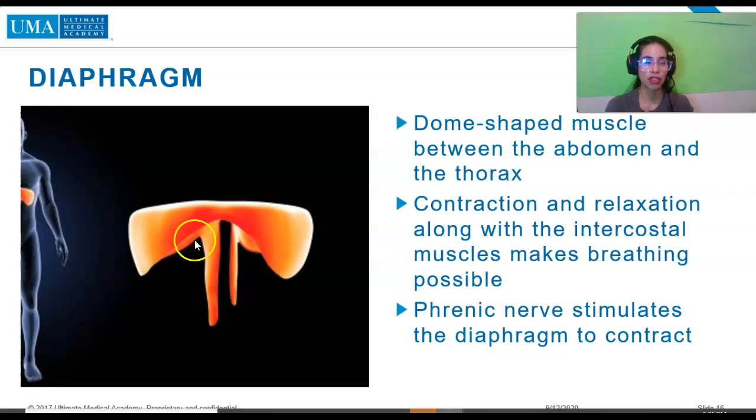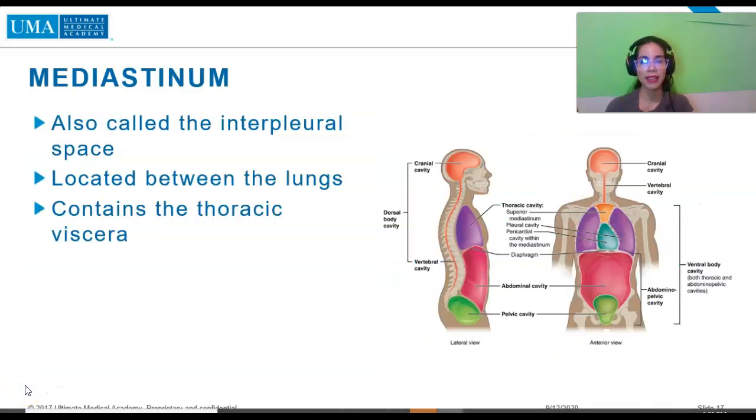So here we have a picture of the diaphragm, and remember here we would have the right lung and the left lung resting on top of the diaphragm. Mediastinum. This is also called the interpleural space. It's located between the lungs and it contains the thoracic viscera.